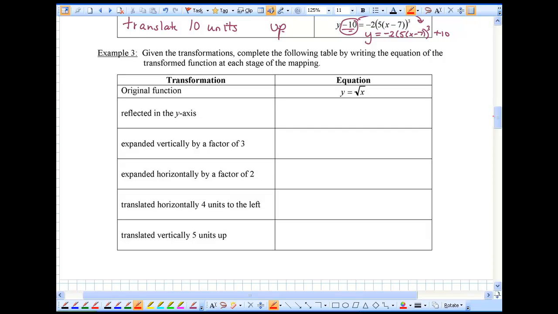Here we go. Let's reflect something in the y-axis. Well, remember, when we reflect something in the y-axis, we're taking the x value and we're making it negative x. So here we go.